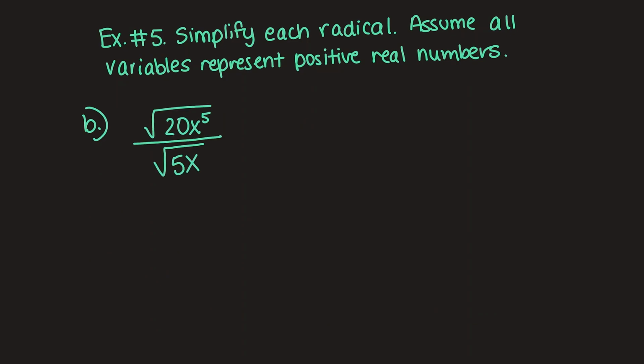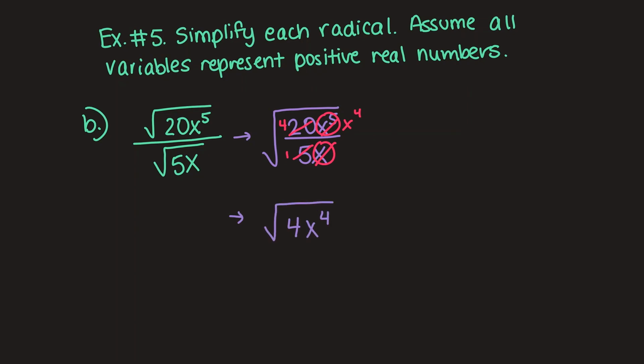For this example, you could first simplify the numerator, but it will be faster if we apply our quotient rule to this and write this as the square root of 20x to the 5th over 5x, and then simplify the radicand. This simplifies to 4x to the 4th. And then using our product rule, we have the square root of 4 times the square root of x to the 4th, and this simplifies to 2x squared.